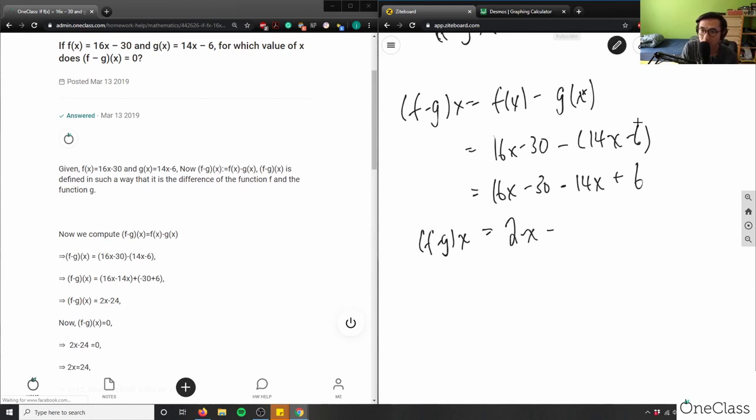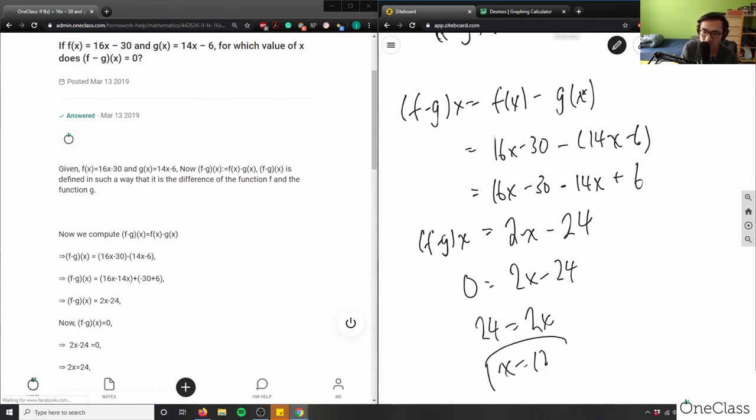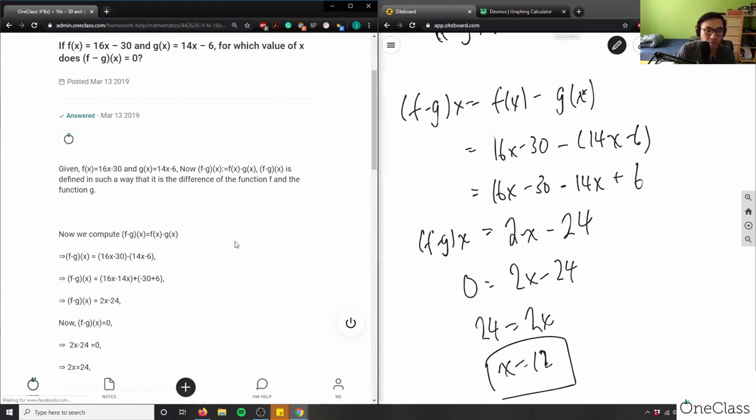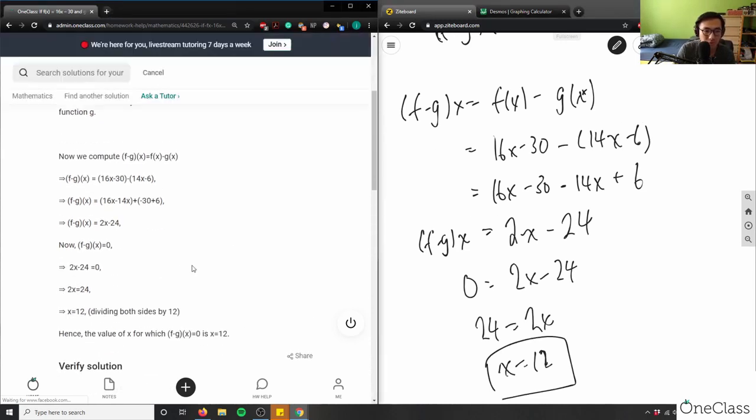So sorry about that. 16x minus 14x is 2x. Minus 30 plus 6 is negative 24. Then sub in 0, so 2x minus 24, and then I can add 24 to both sides to get 2x, and divide both sides by 2, so x equals 12. This is my correct solution.